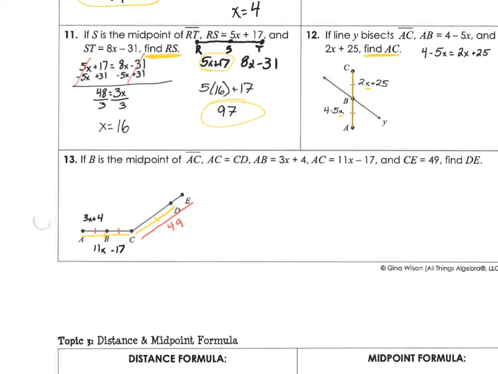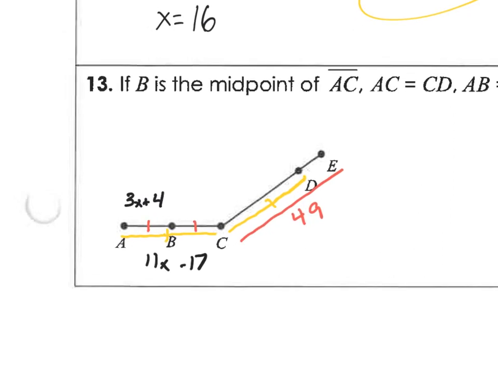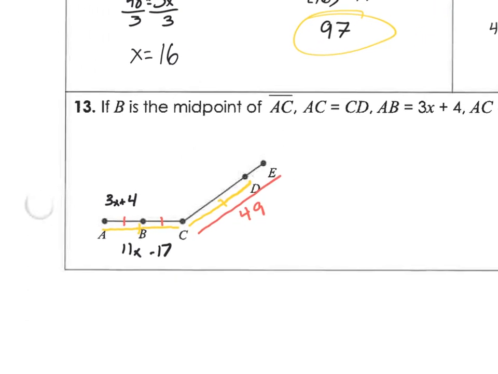So we know that these two are equal right here, right? AB and AC are the same down here at the bottom. Right? You with me? So AB and AC are the same. Okay. But it takes how many of those to equal an AC? It takes AB and BC, right? Okay, so you're going to have two of those. 2 times 3x plus 4 equals 11x minus 17. So that's step 1.